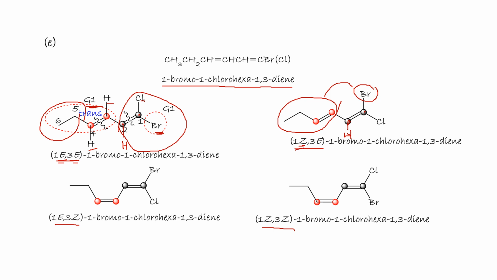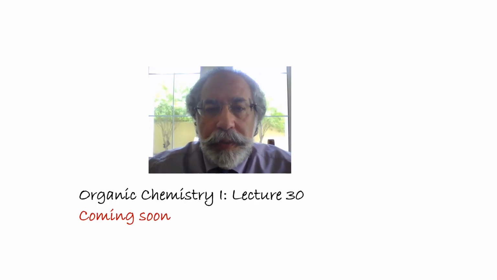Okay? So we can build up 1, 2, 3, 4 isomers. We cannot name or give cis or trans for carbon 1. Okay? We don't have 2 identical groups on 1 and 2. See you in the coming lecture.